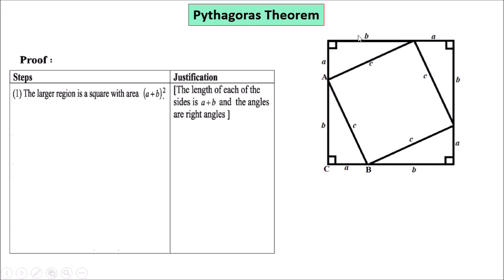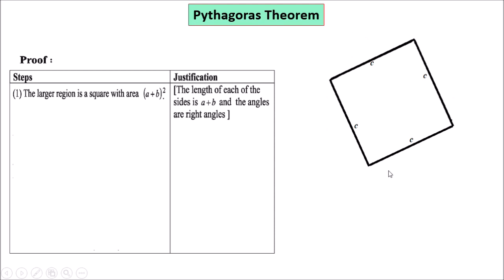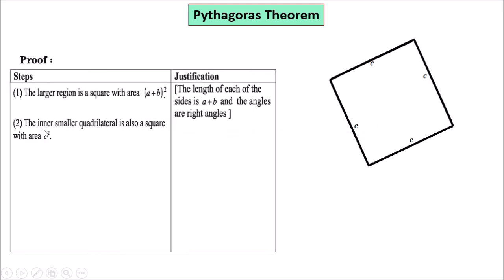Look again at the diagram that I've drawn in the construction part. Now look at another magic. Wow, the outside box is gone, the square is gone. But look inside, that is also a square. What is the length of this square? That is C. So we can call the inner, smaller quadrilateral also a square with area C squared.